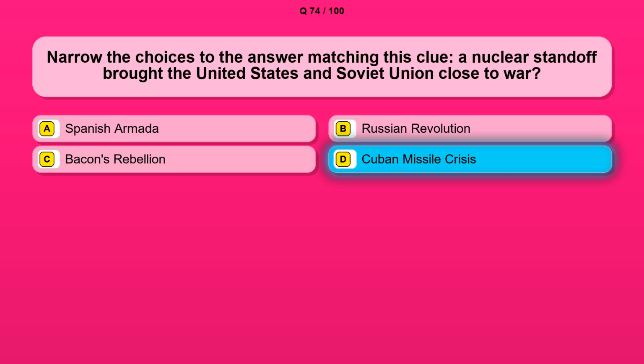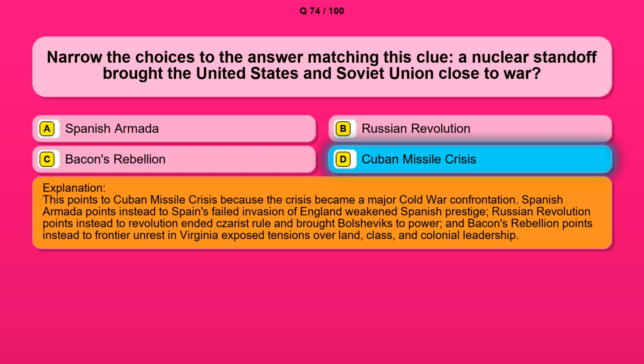The correct answer is option D, Cuban Missile Crisis. This points to Cuban Missile Crisis because the crisis became a major Cold War confrontation. Spanish Armada points instead to Spain's failed invasion of England weakened Spanish prestige. Russian Revolution points instead to revolution ended Tsarist rule and brought Bolsheviks to power, and Bacon's Rebellion points instead to frontier unrest in Virginia exposed tensions over land, class, and colonial leadership.